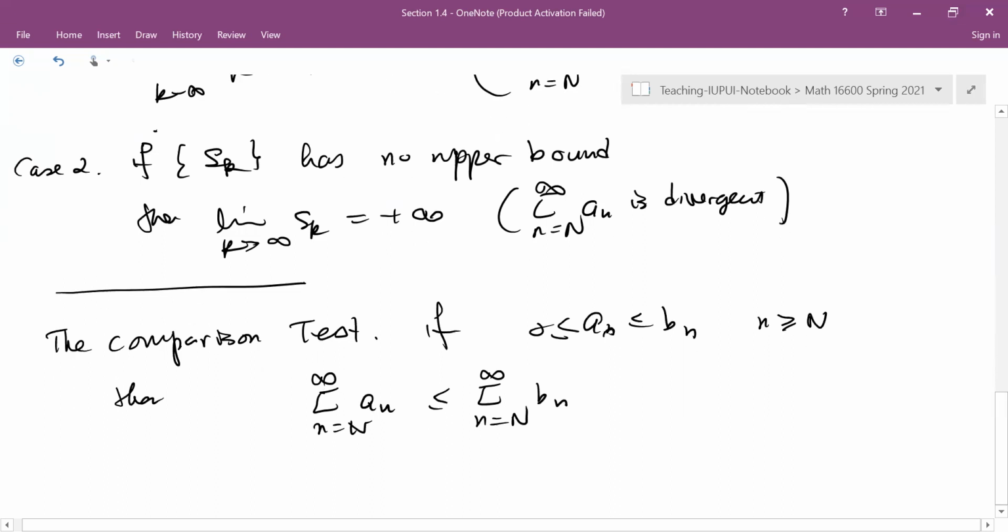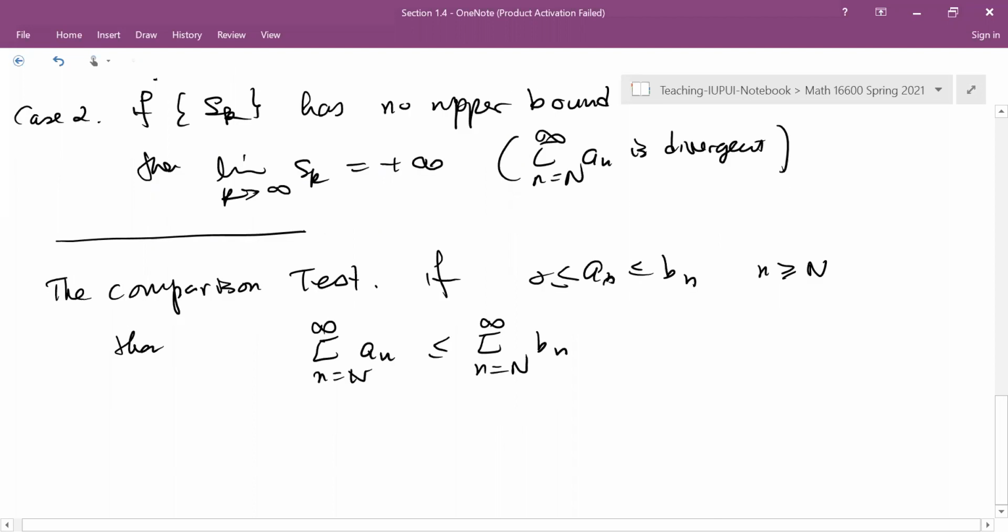Just add the partial sums, and then from this inequality, of course, if you take a limit, this inequality holds. This side is always positive, right? It's the same. Then you can tell that if the one on the left-hand side is infinity, then the one on the right-hand side is infinity. If the one on the right-hand side is finite, then the one on the left-hand side is finite.